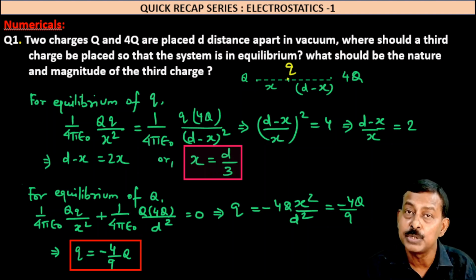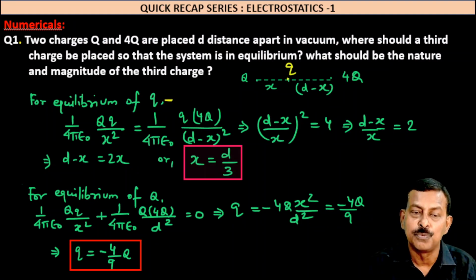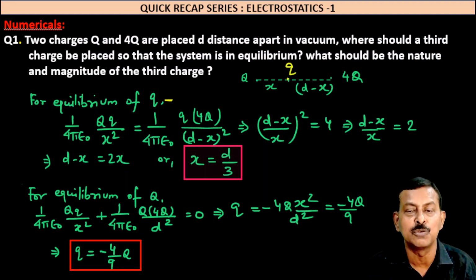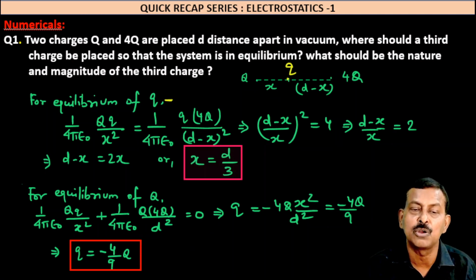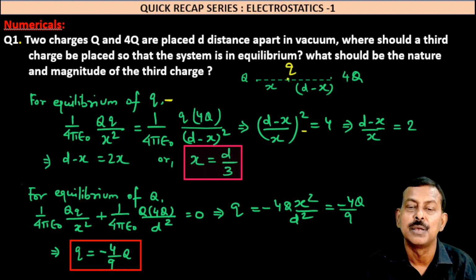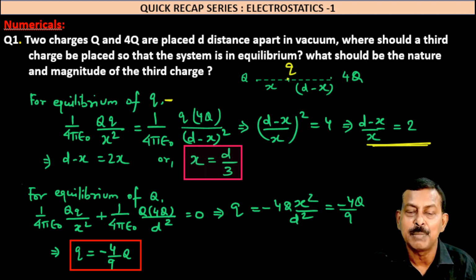If I now take the equilibrium of this particular charge Q, then for equilibrium of the charge Q, the forces on it due to the capital Q and 4Q must be equal and opposite. So we have taken 1 by 4 pi epsilon naught Q by x square equals 1 by 4 pi epsilon naught Q into 4Q by d minus x whole square. And that will give you d minus x by x whole square equals 4, or d minus x equals 2x. Now if you take d minus x as 2x, this will give you the value of x as d by 3.